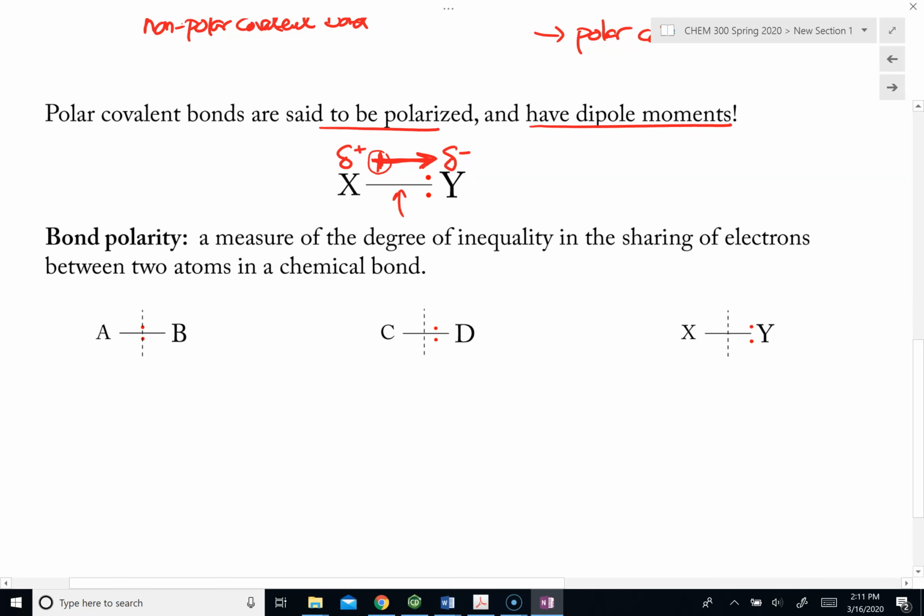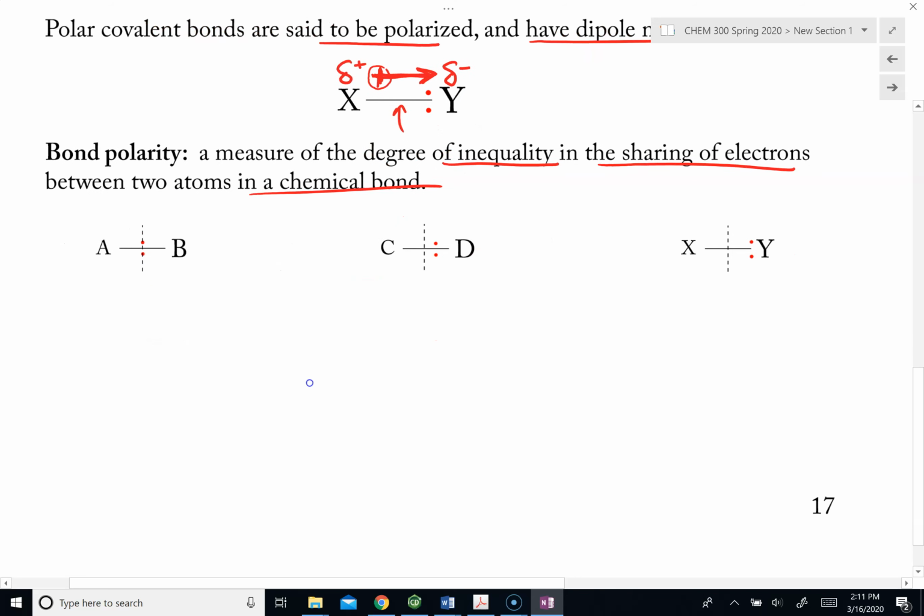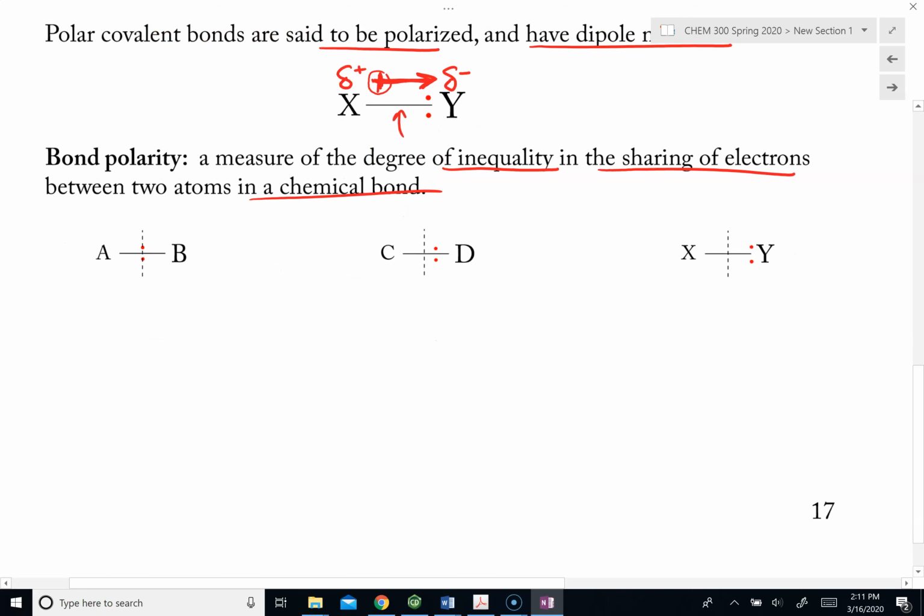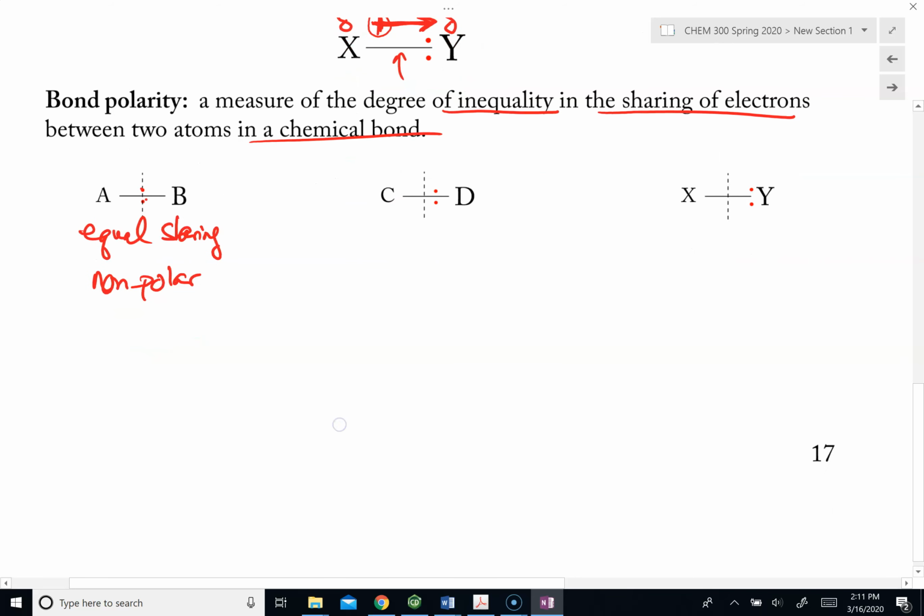What is bond polarity? Bond polarity is basically a measure of the degree of inequality in the sharing of electrons between two atoms in a chemical bond. If we go back to the example of the bond between atom A and B, this has equal sharing of electrons. Therefore, this bond is nonpolar covalent, or sometimes we simply say nonpolar. And because the electrons are shared equally, there is no net dipole moment.